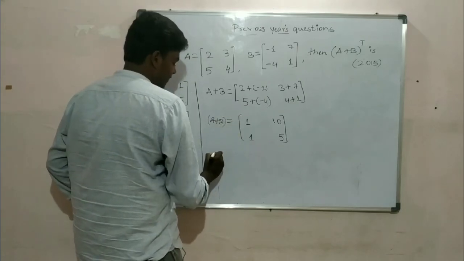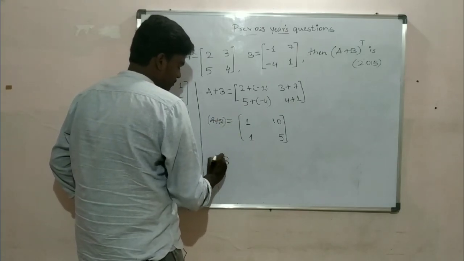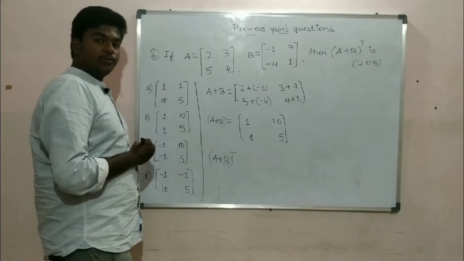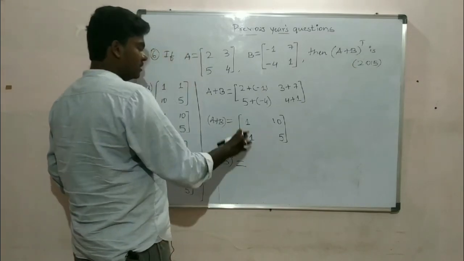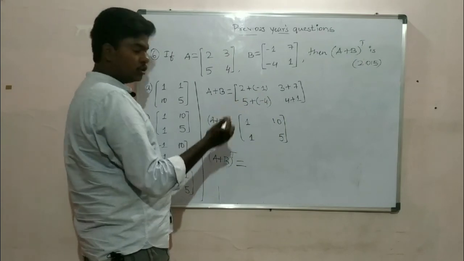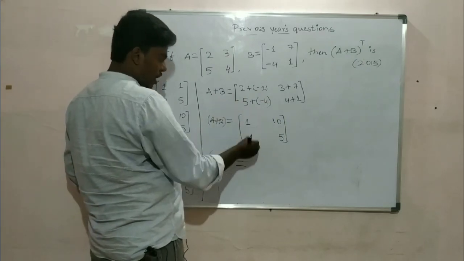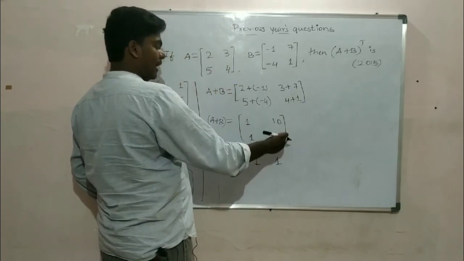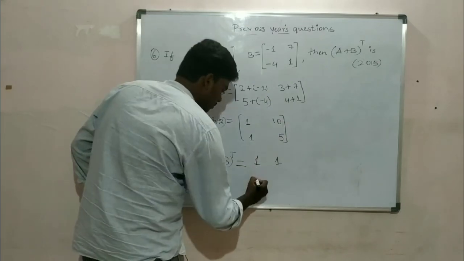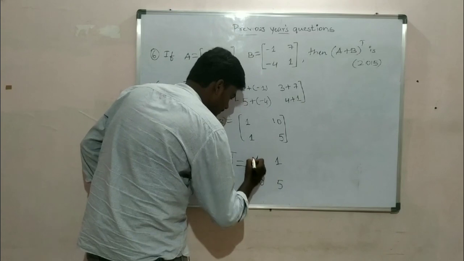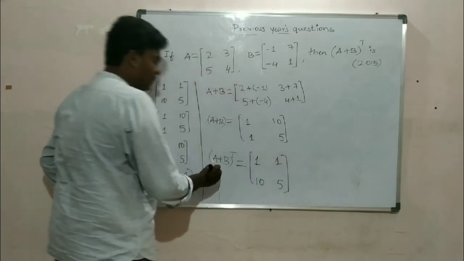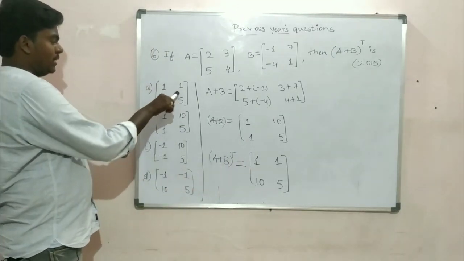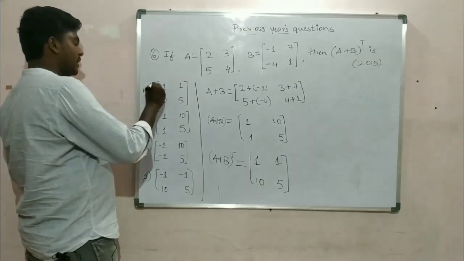Now we have to find (A plus B) whole transpose. Transpose is nothing but rows are changed into columns and columns into rows. Here 1 and 1 are in the first column, here they will become a row. Here 10 and 5 are in the second column, they will come in the second row. So (A plus B) whole transpose is 1, 1, 10, 5. The second option is 1, 1, 10, 5. So option A is the right one.